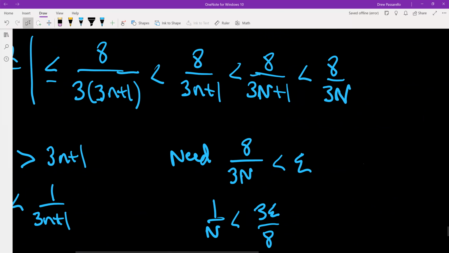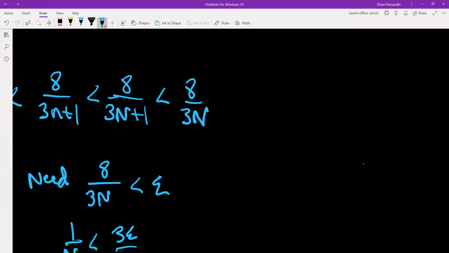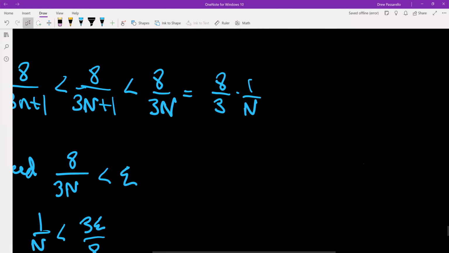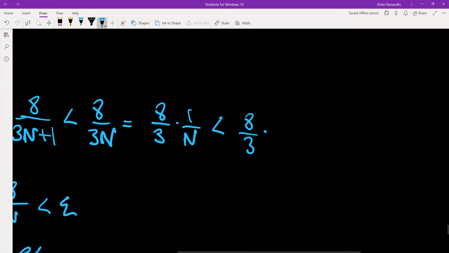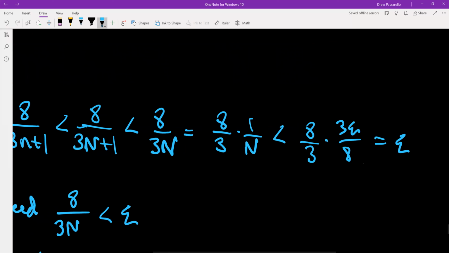All right, so that way I got 8 over 3N, which equals 8 over 3 times 1 over capital N. Well, 1 over capital N is less than 3 epsilon over 8. So then I could say this is less than 8/3 times 3 epsilon over 8. So then that all equals epsilon. That's pretty much how the proof's going to be done.